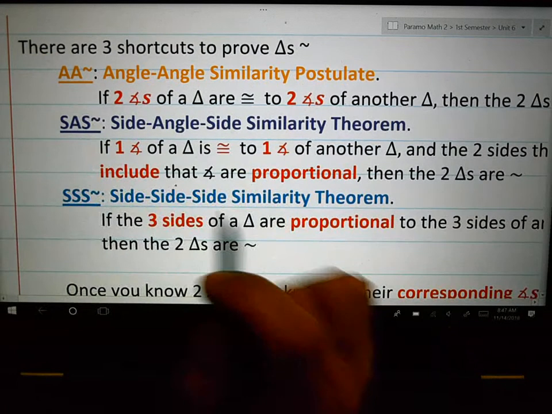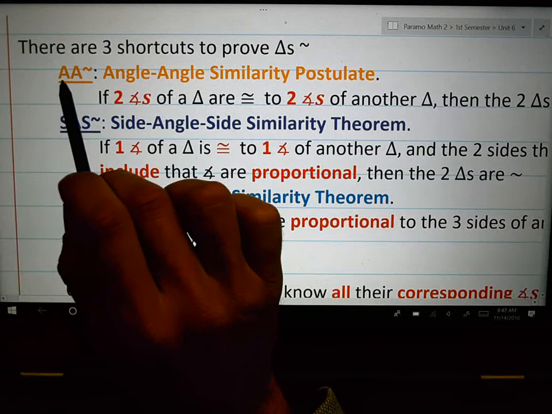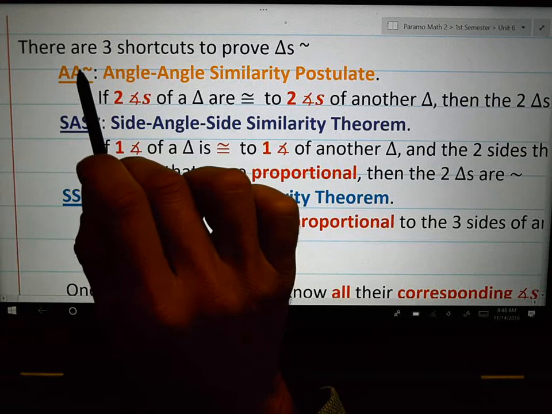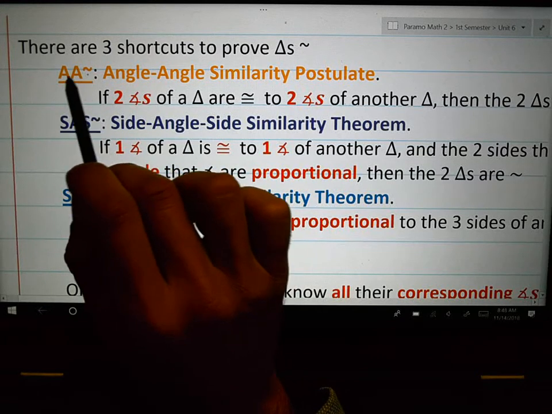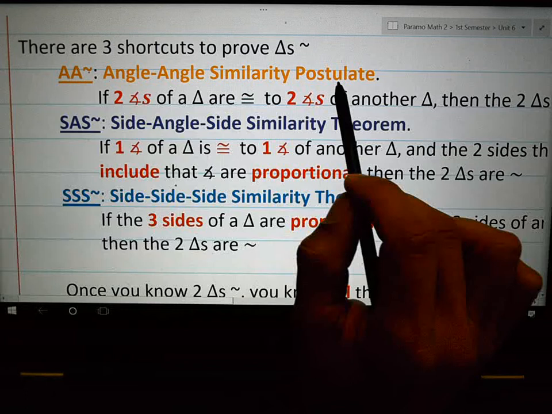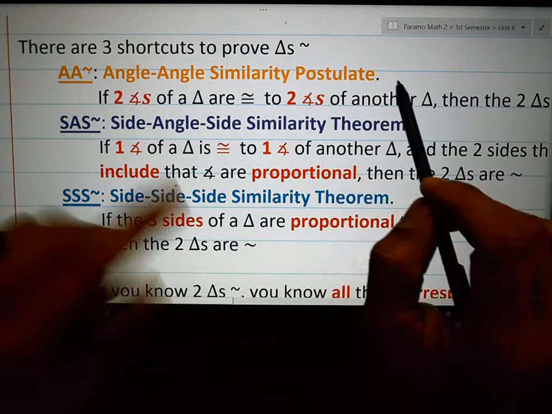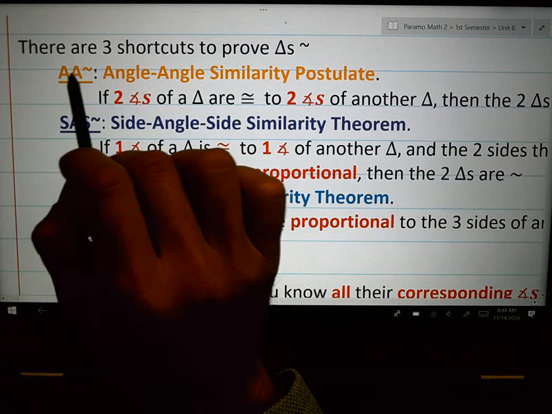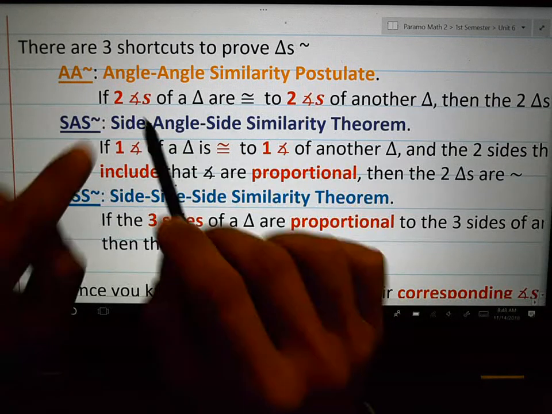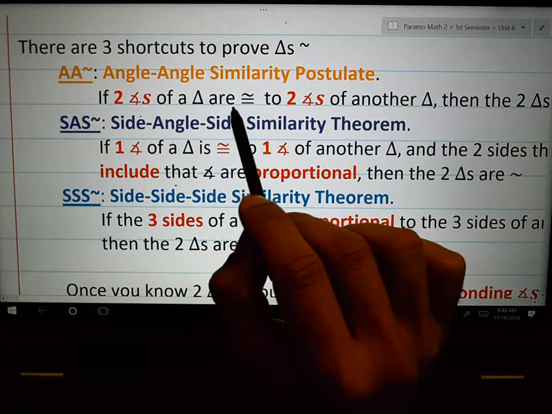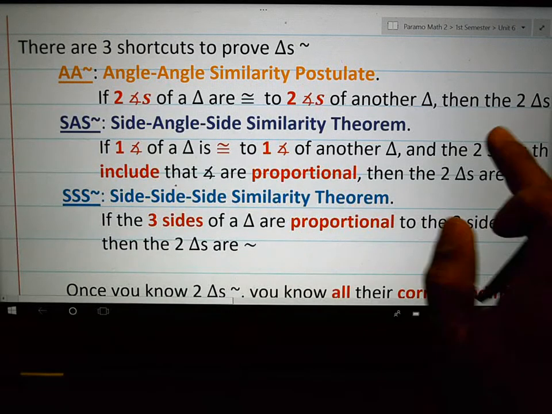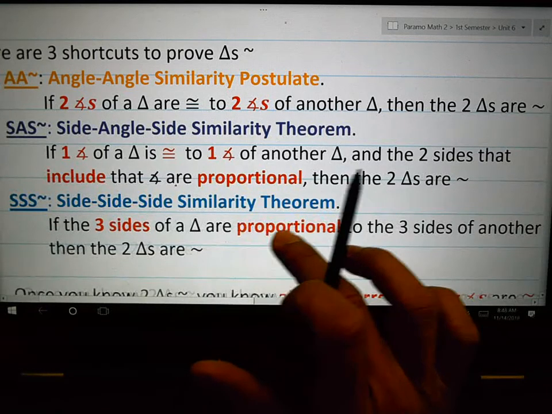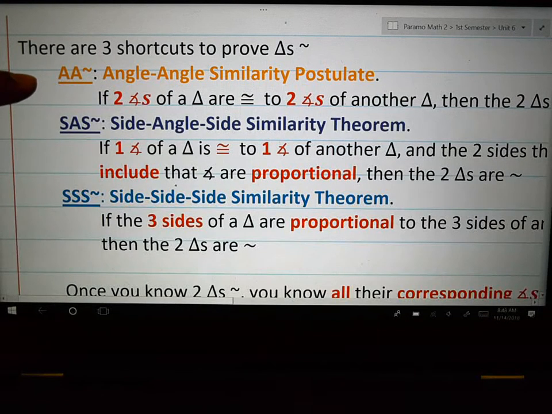The first way is called angle-angle similarity. This is AA with a little wavy symbol, which means similar. Angle-angle similarity postulate. You do not have to write out that whole thing. You can abbreviate it with AA with this little wave or the similarity symbol. If two angles of a triangle are congruent to two angles of another triangle, then the two triangles are similar. That's what you wrote down. The first way, the most common way, is angle-angle similarity.